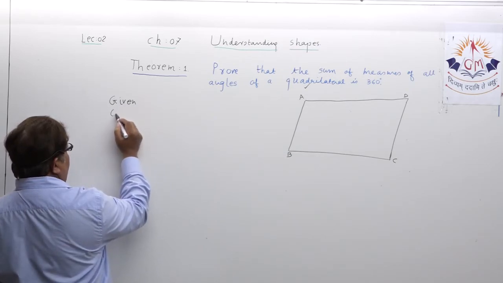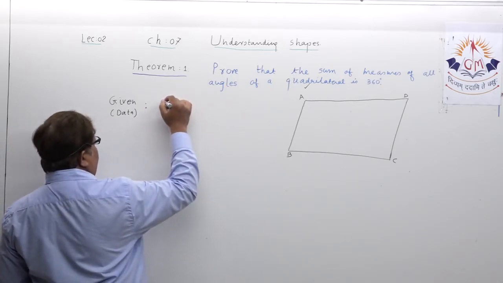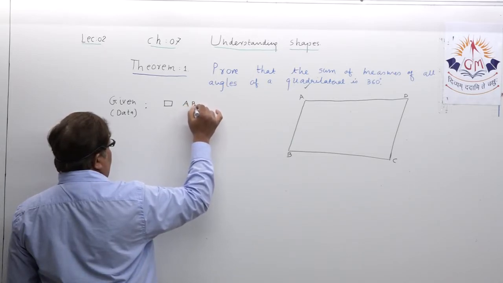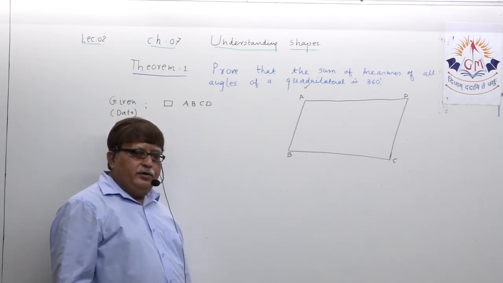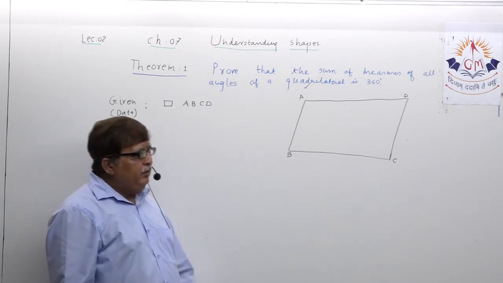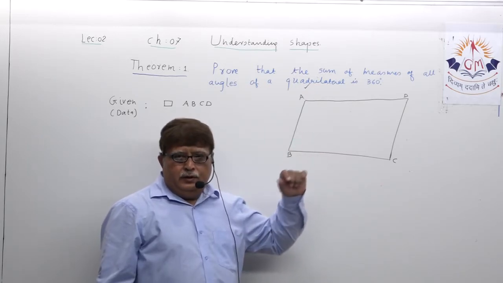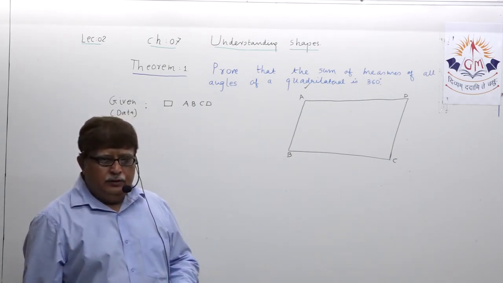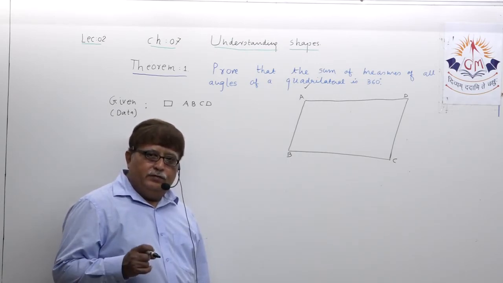Given, which can sometimes also be called data. What is given to you? Now write symbolically. You are given quadrilateral ABCD. So this is actually a part of the theorem. When you try to prove any geometric statement, you have to suppose. Sometimes if a labeled statement is already given, you can get the given data from that statement only. Here, there was no mention of any particular quadrilateral. That's why we have taken quadrilateral ABCD. That is called the given or data.